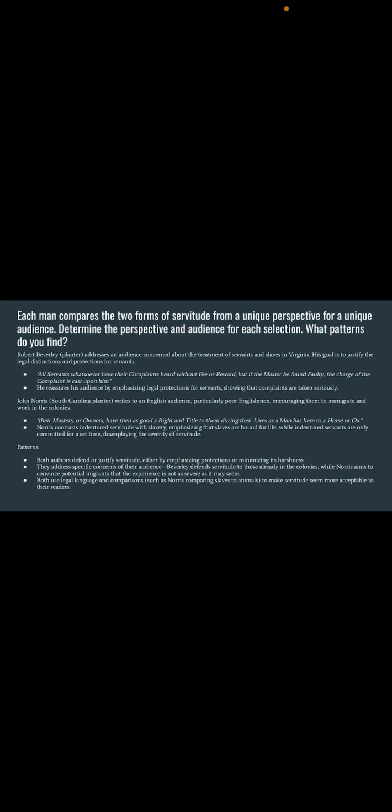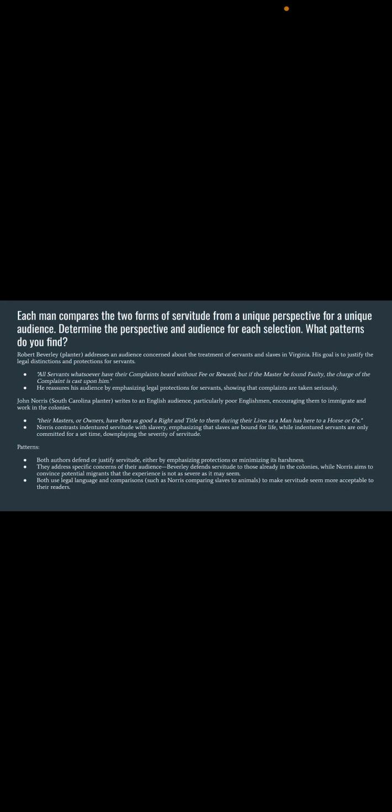But on the other hand, John Norris, a South Carolina planter, writes to an English audience, particularly poor Englishmen, encouraging them to immigrate and work in the colonies. His goal is to promote the idea of servitude as a temporary, less severe form of labor. He contrasts it with slavery, noting that enslaved individuals, unlike indentured servants, are bound for life. Quote, "their masters or owners have as good a right and title to them during their lives as a man has here to a horse or ox," like I stated before. And it downplays the severity of servitude in the colonies, particularly for servants, and assures the audience that the conditions aren't as harsh as they might imagine.